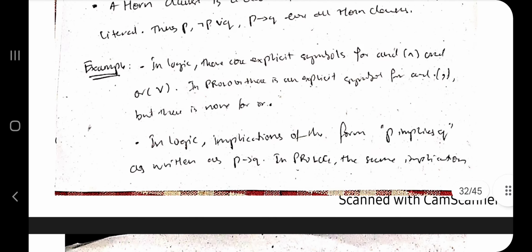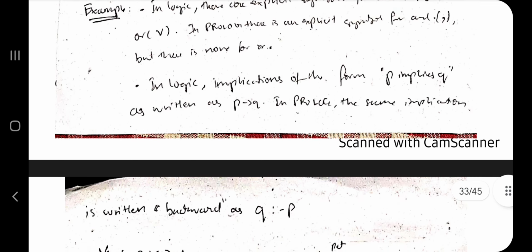So these are also the basic examples of what Prolog is. In Prolog we will not be using and, or. Instead we'll be using comma and dot. Dot is for the and operation, comma is for the or operation. In logical implications, P implies Q, how will we write it? P goes to Q, right?